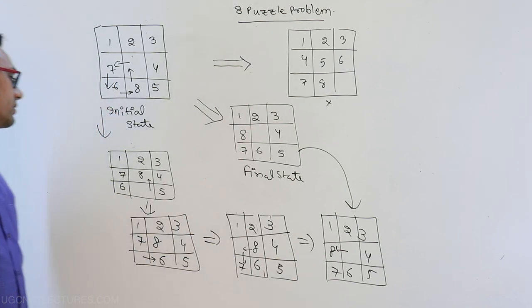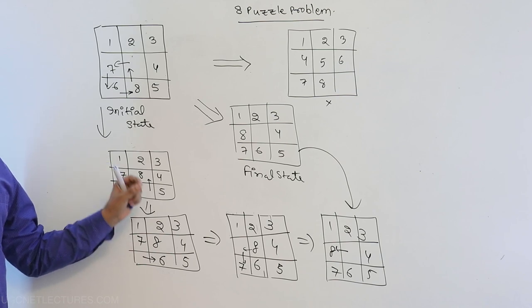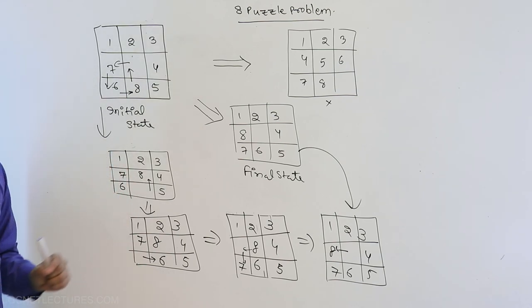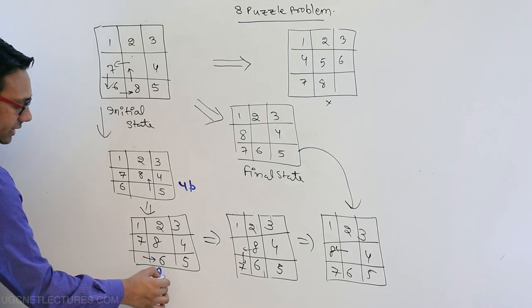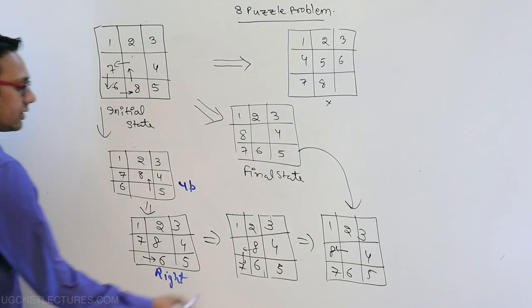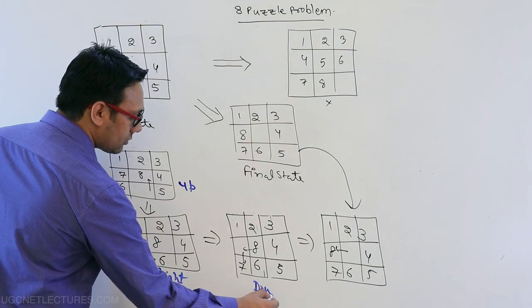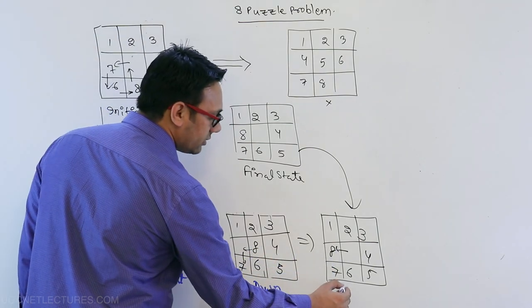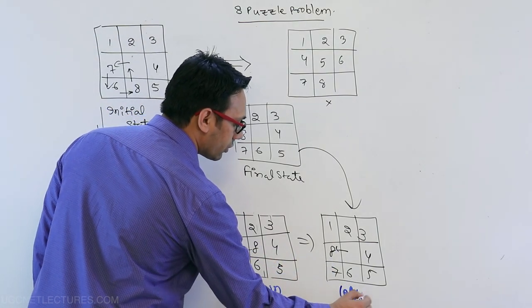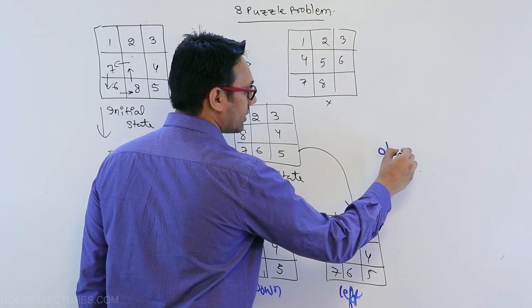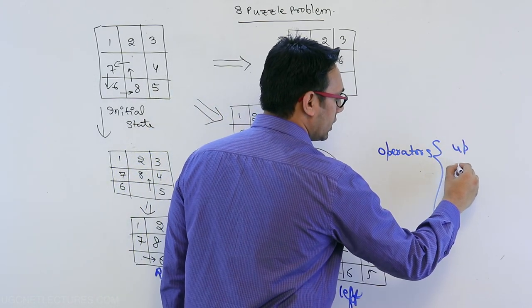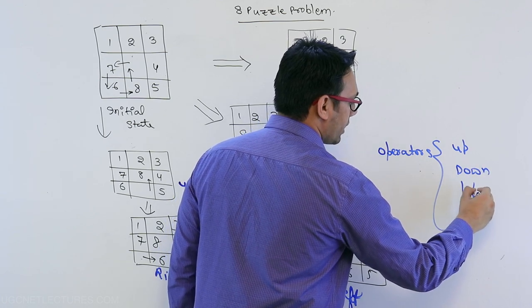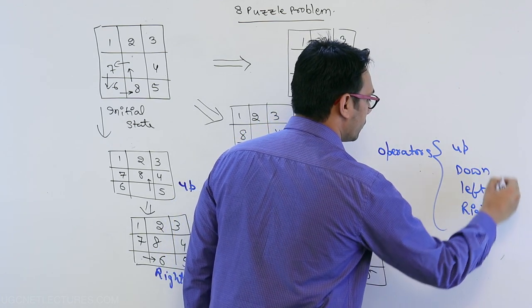To reach this particular final state, you have taken some steps, and those steps or actions which you can perform are called operators. The first action was that you took this tile up. The second action was that you took this tile to the right. The third action was that you took this tile down. And the fourth action was that you took this tile to the left. So these actions give the operators. What are the operators here in this case? The operators are up, down, left, and right.